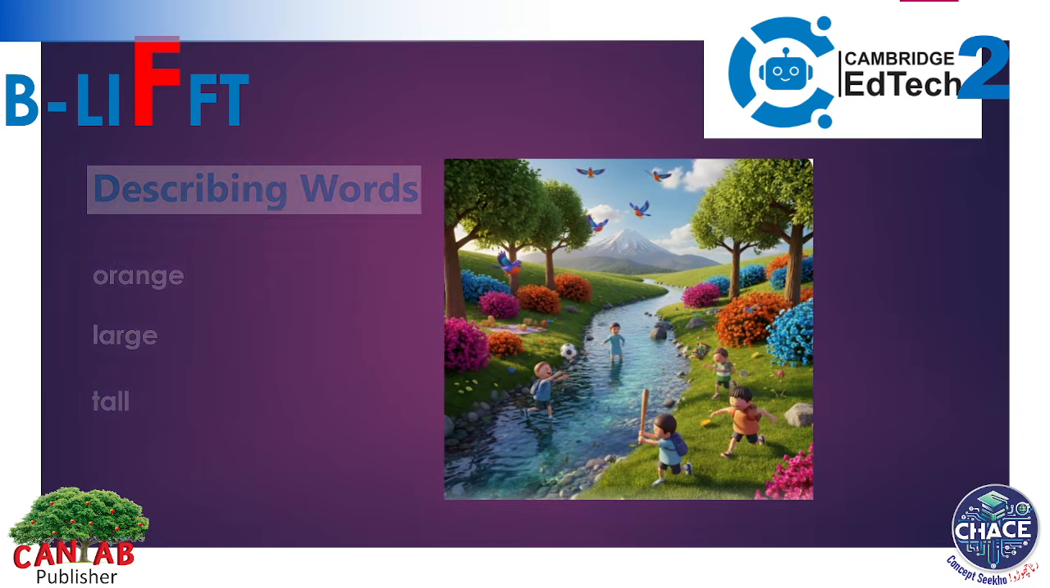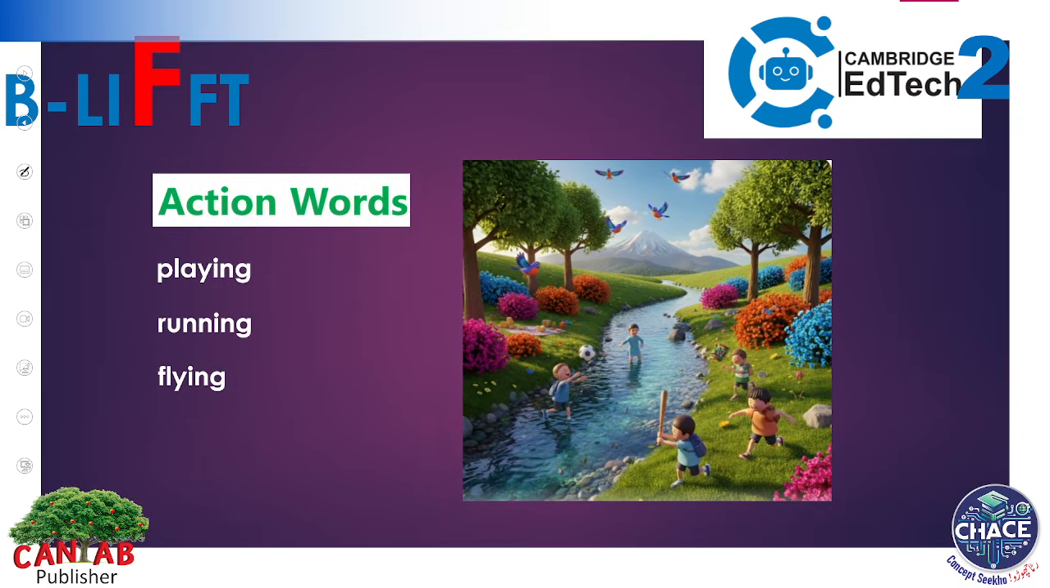Now let's look at another type of words, which is action words. We all know that action words tell us what something or someone is doing. Can you name other action words in the picture other than playing, running, and flying? Yes, the river is flowing. The boy is catching the ball. The boy is holding the bat.